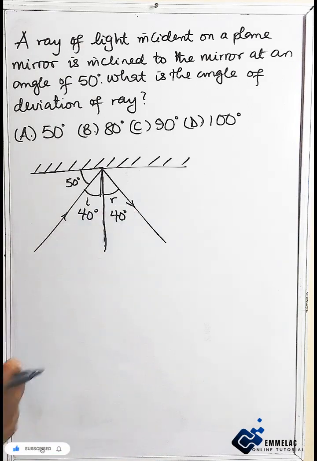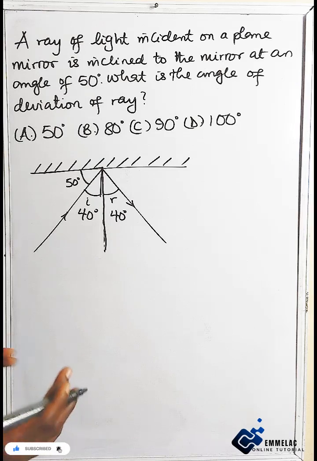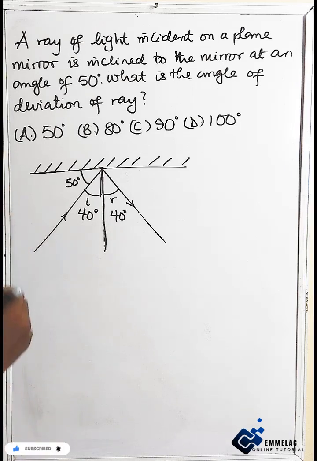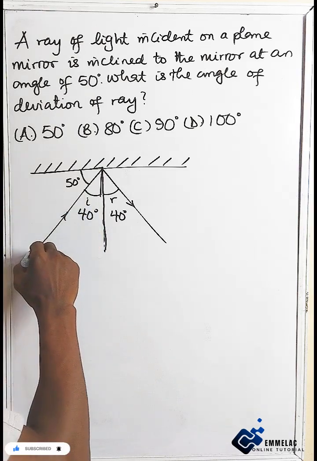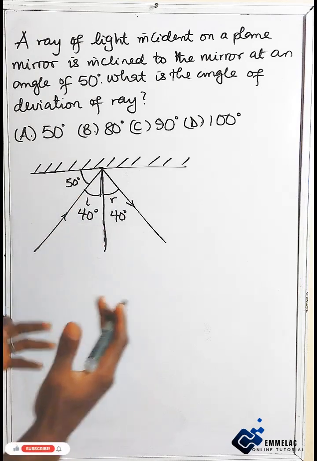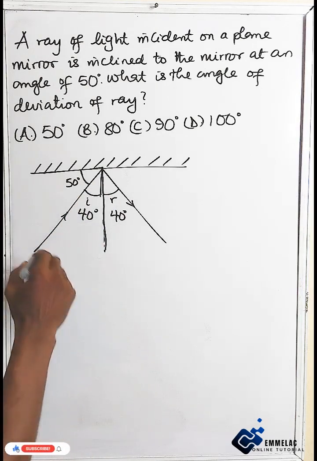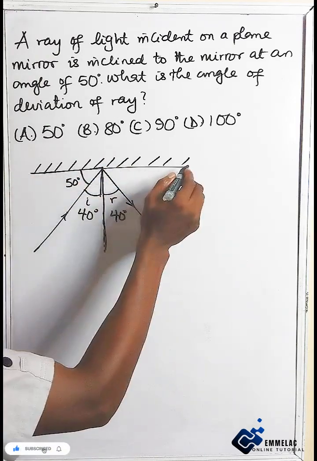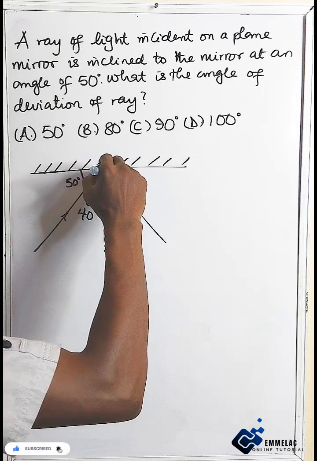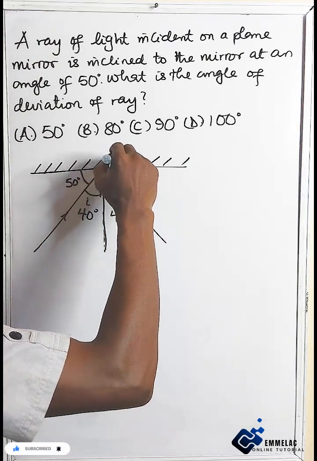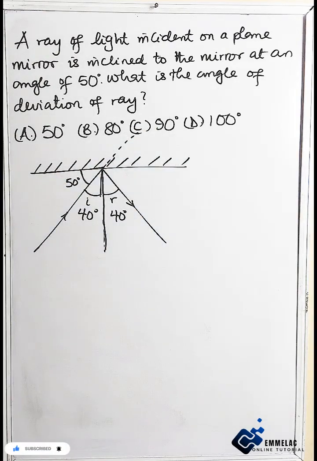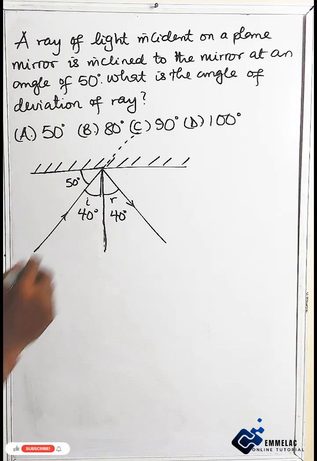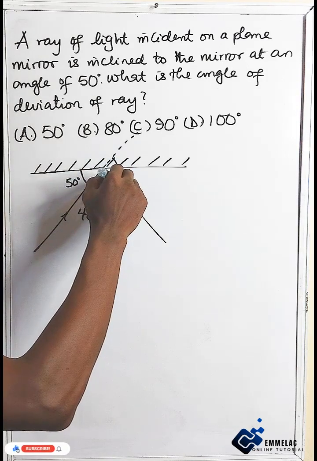Be 40. Now then, how do we get to calculate the angle of deviation? Normally, in a plain explanation, this ray of light as it travels here, aside from it striking on the mirror, is meant to go this way, right? So now the deviation here is from here down to this point.